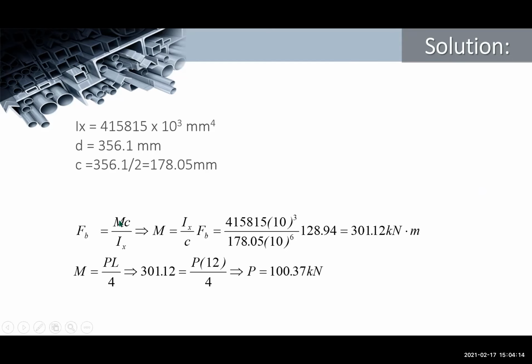So, here, ito na yung FB, MC over I. Makukuha natin yung M. Yung FB ginamit natin is 128.94. So, the moment is 301.12. Now, here, I use the derived equation. Pero ulitin ko, just in case na makalimutan nyo, you may just cut the section kung saan hinahanap yung value ng P. I-equate lang naman natin. So here we have the value of P, 100.37. So yung beam na to, ang maximum concentrated load na kaya niyang i-carry at midspan is 100.37.